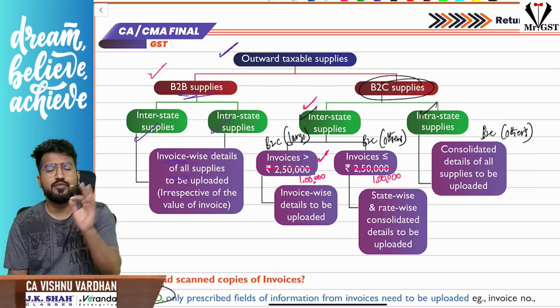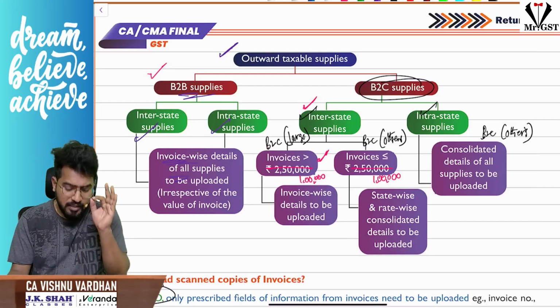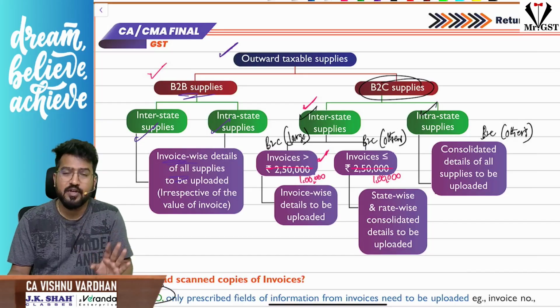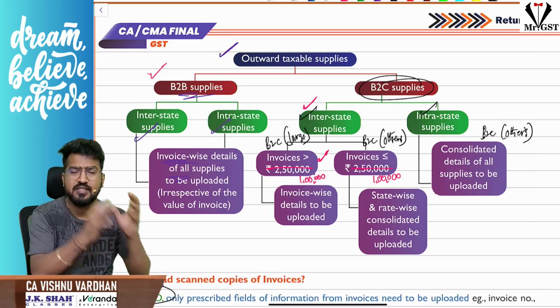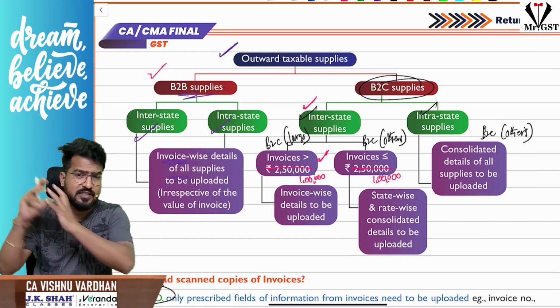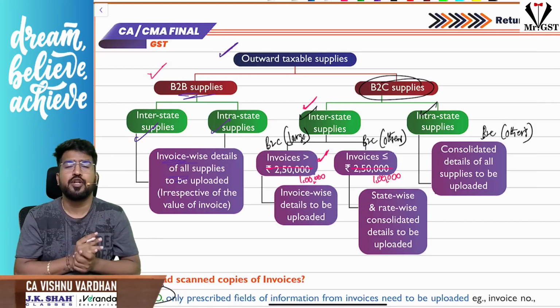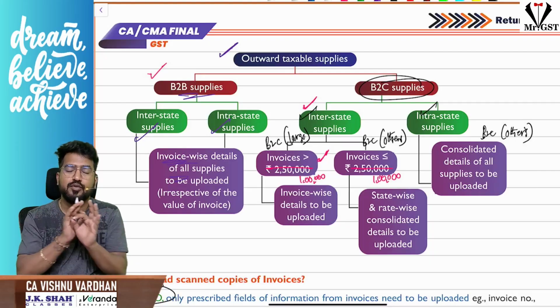All other B2C invoices are B2C others, and we have to report them in the GST return as a consolidated figure, state wise, rate wise. For example, Tamil Nadu 5% sales, Tamil Nadu 12% sales, Tamil Nadu 18% sales. Same way, Karnataka 18% sales, Karnataka 5% sales, Karnataka 12% sales. Like that, state wise, rate wise, if you give a consolidated figure, that is more than sufficient.